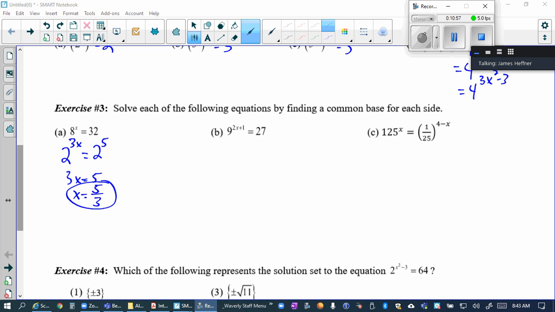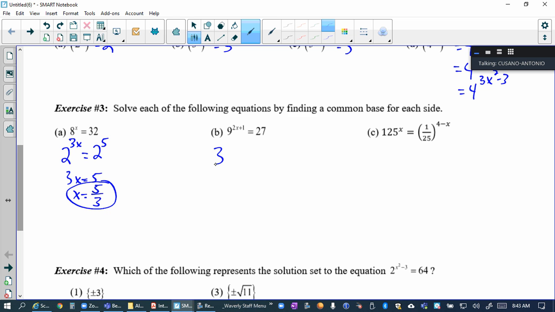Okay, so 9 to the 2x would be 3 to the what? 3 to the second, parentheses 2x plus 1. Right? Then it'd be equal to 3 to the 3rd, which is our 27, right? Everybody with that? So that first one there, we powered up, but now we've got to distribute the 2 to get 4x plus 2.